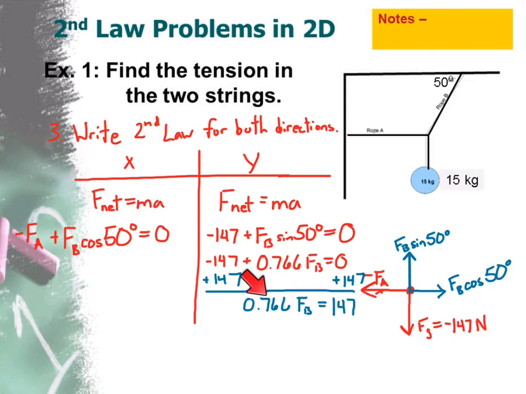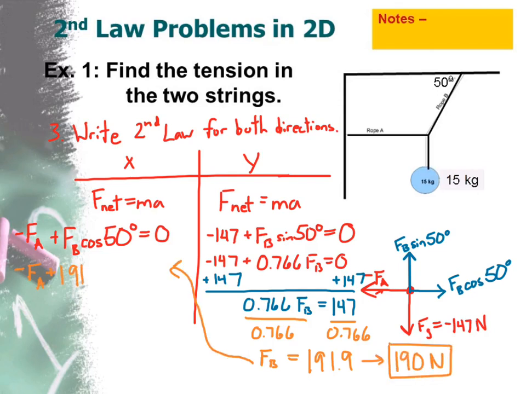Now I have to undo multiplication and division. So I have to undo this multiplication next to the f sub b, and I divide by 0.766. When I do that, I'm left with f sub b equals 191.9. But when I go to report this f sub b, I need to have two significant figures because that's what the mass has, two significant figures. So I'm going to report that as 190 newtons.